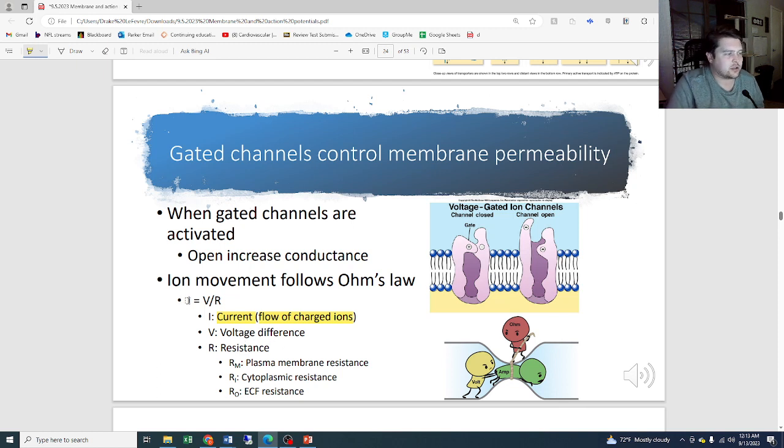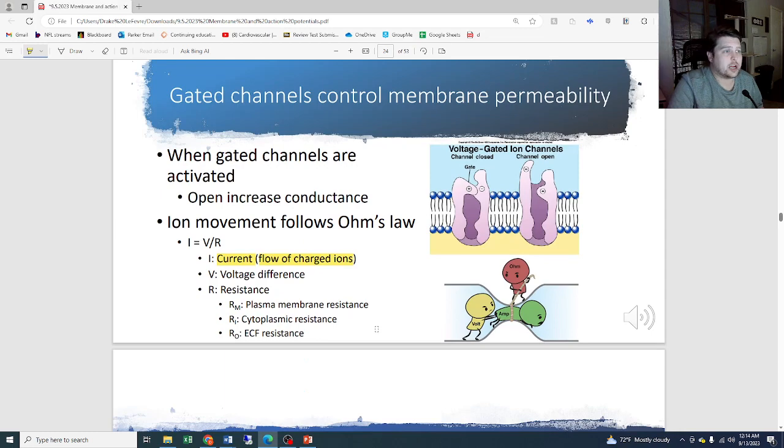And this is just the equation. So current equals the voltage difference, that's the difference of the charges outside of the cell to inside of the cell, divided by the resistance, being all those things that resist the movement of those ions. And that will give us the current, the rate at which they are flowing through those channels.